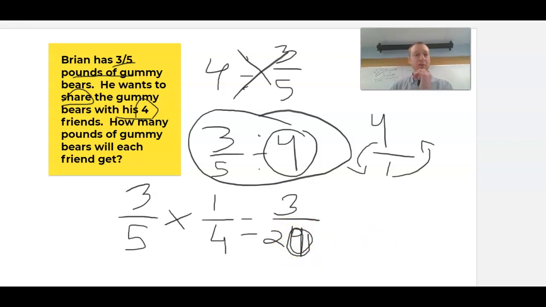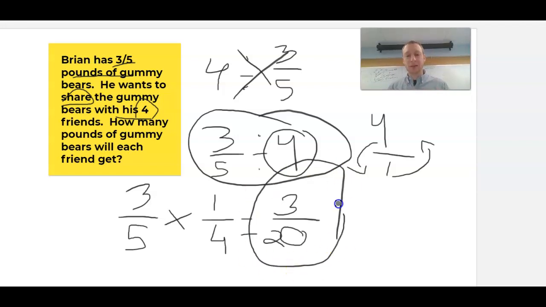Let me fix that 0 first, just so there's no confusion. Can we simplify? Is there a common factor between 3 and 20? Well, 3 can be divided by 3. Can 20 be divided by 3? 3, 6, 9, 12, 15, 18, 21. No, it can't. That means, guess what? This is in simplest form. So that means each friend is going to get 3/20 of a pound of gummy bears. All right, go ahead, guys, and try the problem of the day.